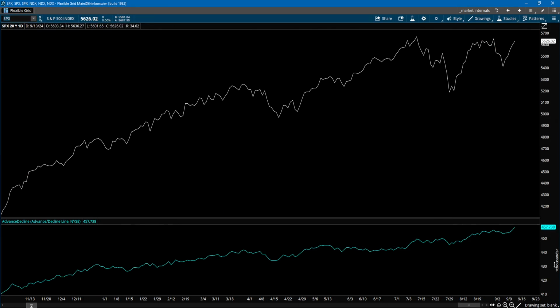Looking at the New York Stock Exchange cumulative AD line, it made another new all-time high. So this cumulative AD line has continued to flash positive divergence against the S&P 500, and that's the market telling us to look for a higher level for the S&P 500.